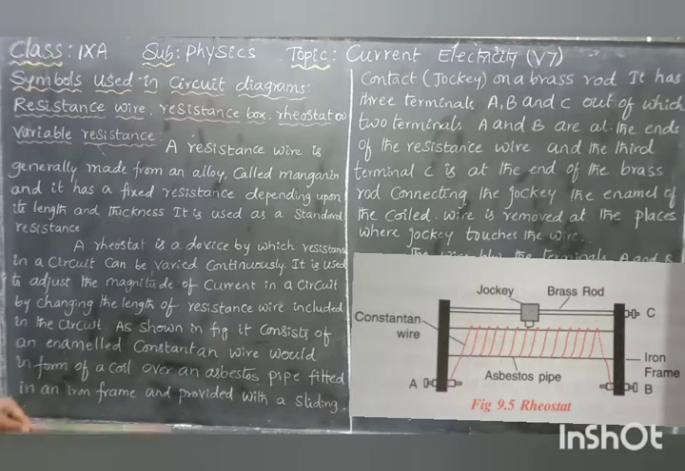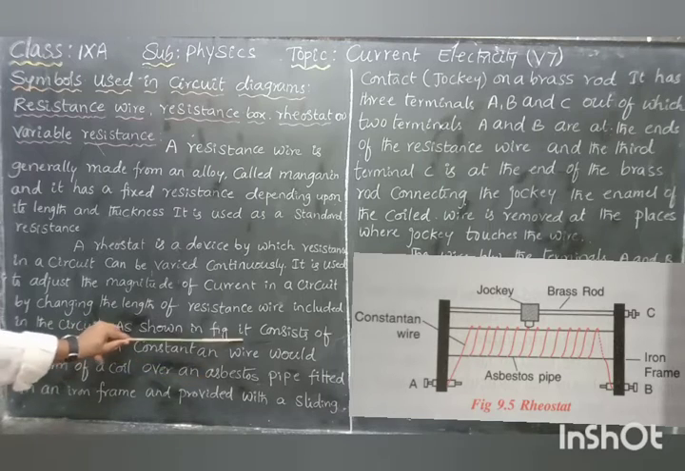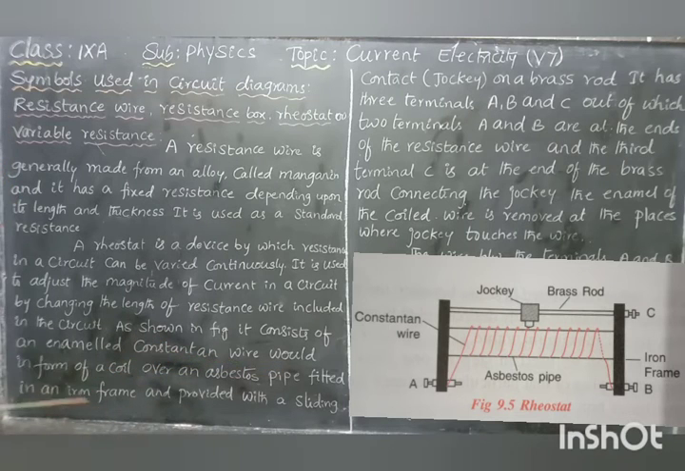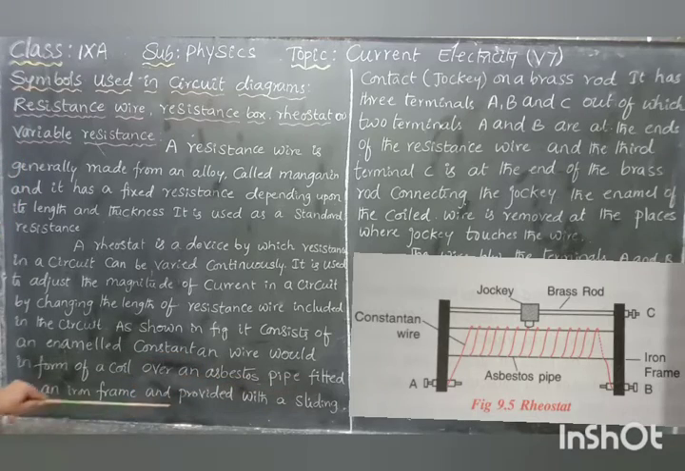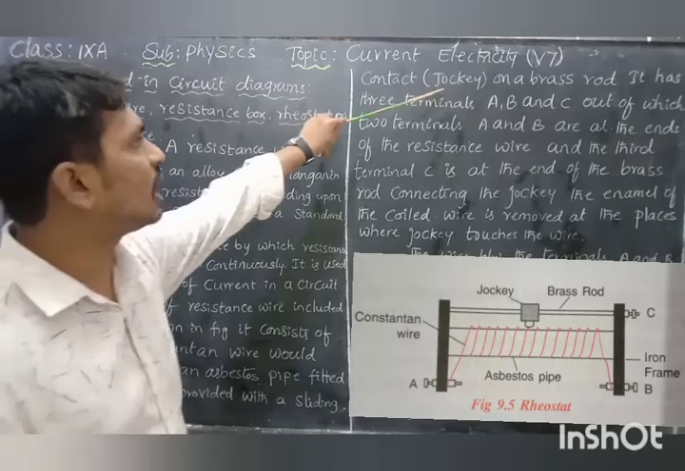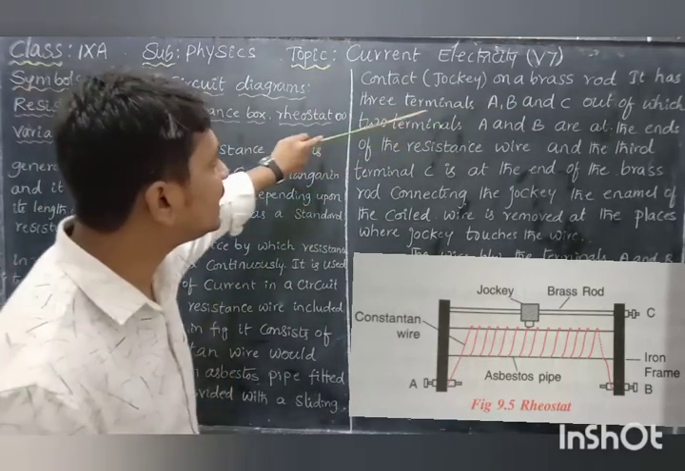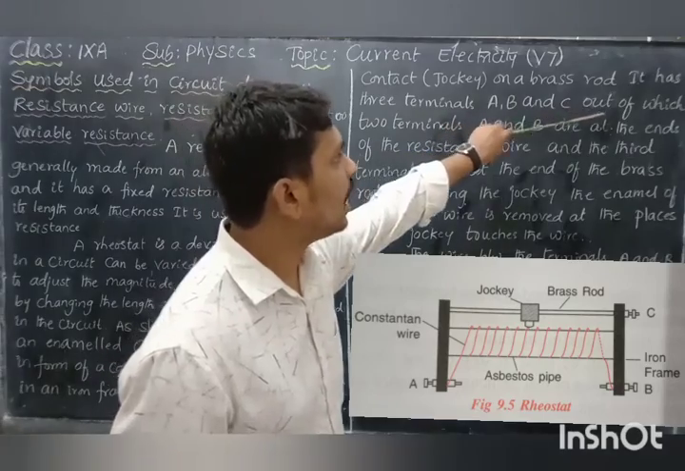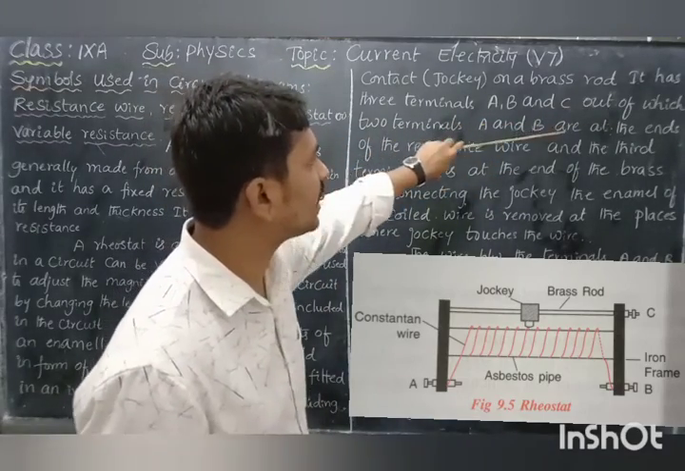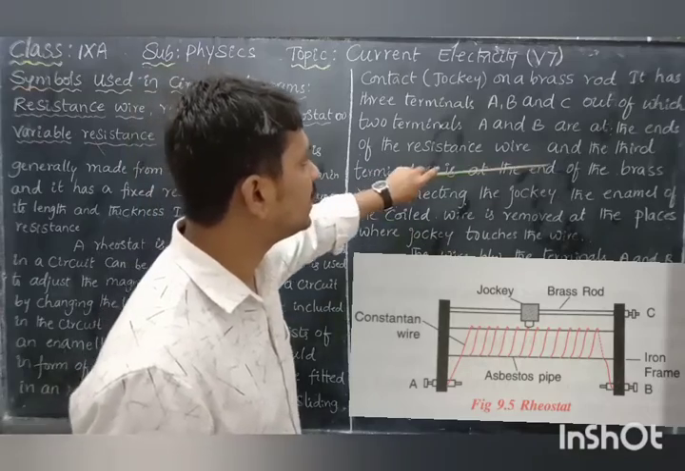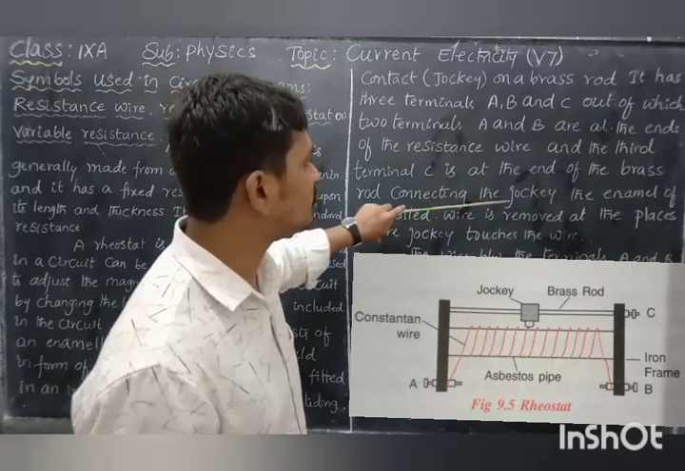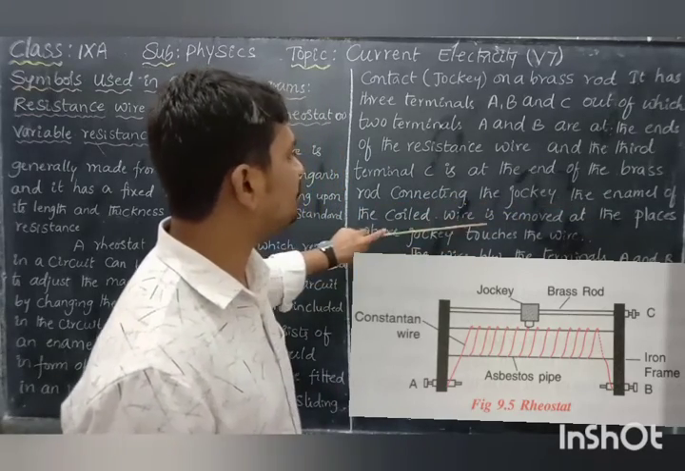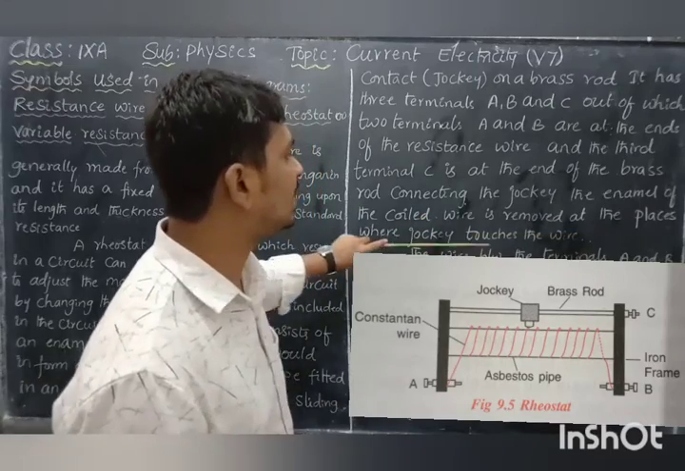We will understand how it works. As shown in the figure, very important. See the diagram. It consists of an enameled constant wire wound in the form of a coil over an asbestos pipe fitted in an iron frame and provided with a sliding contact jockey on a brass rod. It has 3 terminals A, B and C, out of which 2 terminals A and B are at the ends of the resistance wire, and the third terminal C is at the end of the brass rod connecting the jockey. The enamel of the coil wire is removed at the place where the jockey touches the wire.